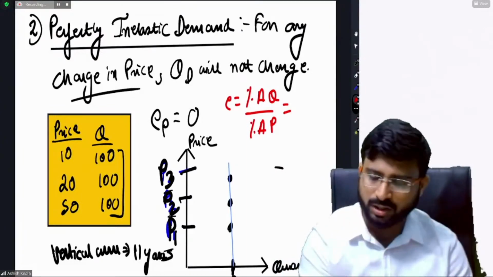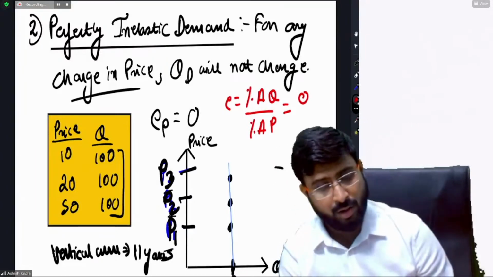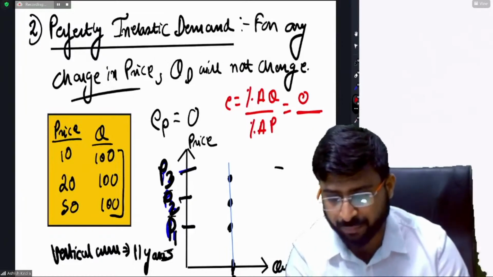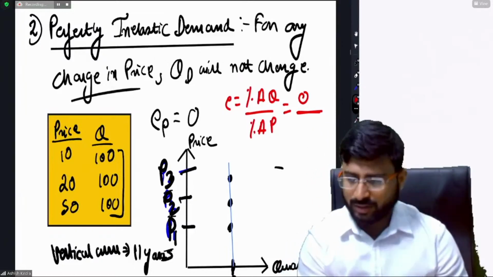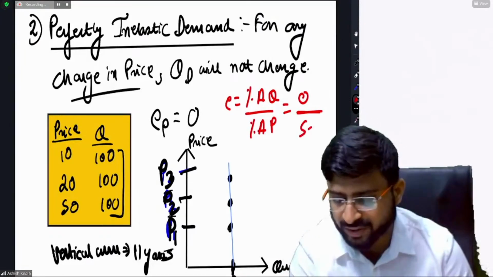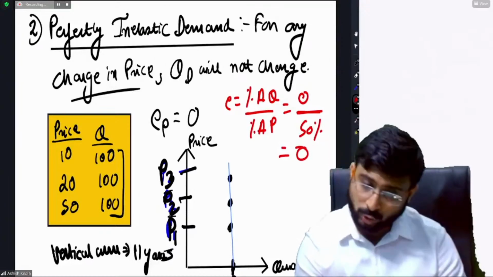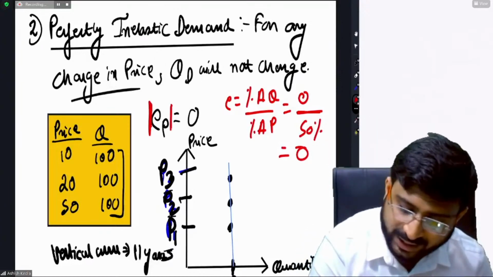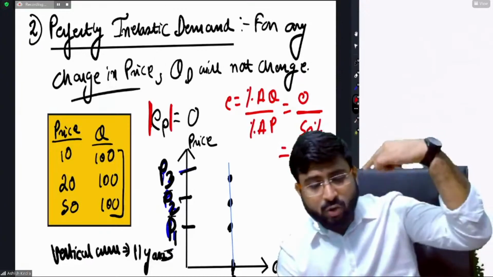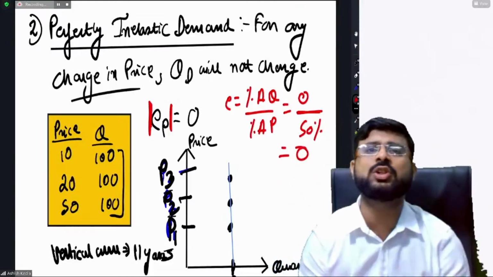Suppose demand is not changing, demand is the same. There is no change in demand. But suppose price has changed by 50%, increased by 50%. Zero by anything is zero. So yes, here the value of elasticity is zero. In case of perfectly elastic, it was infinity. In case of perfectly inelastic, it is zero.